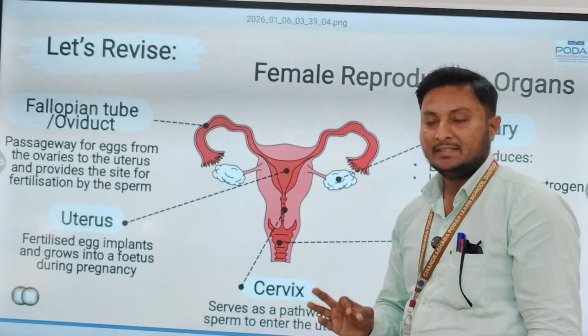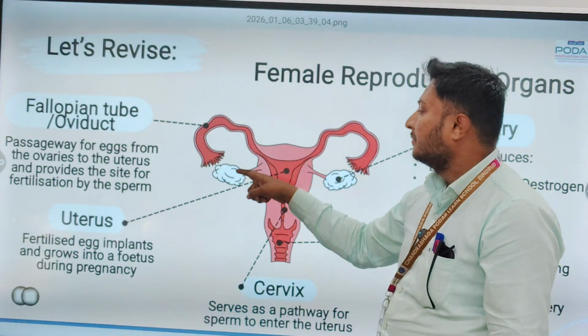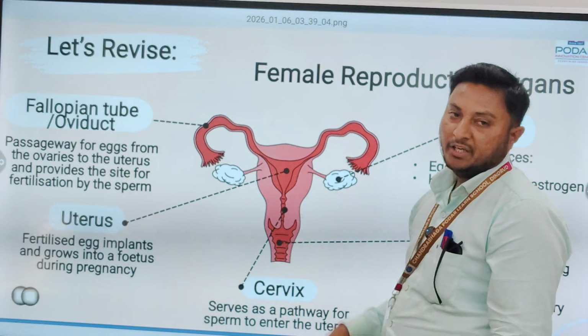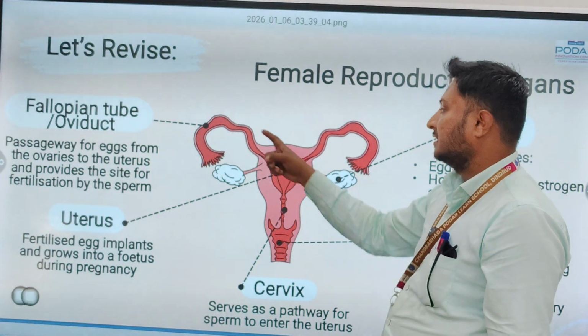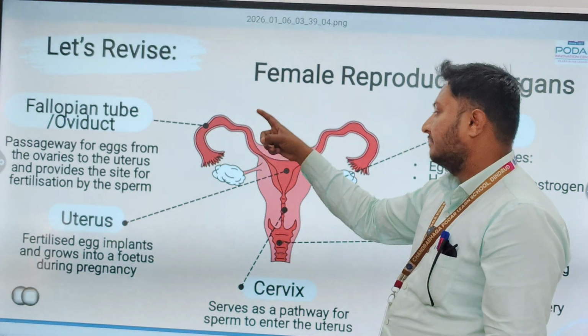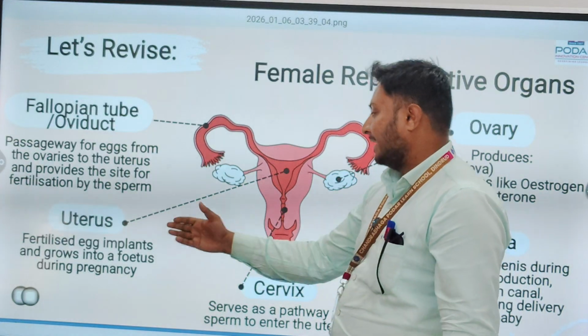So you can now understand that the fallopian tube is the pathway through which the female gamete is transferred to the uterus. Before reaching the uterus, fertilization takes place, and after fertilization the zygote is formed. After that, this zygote reaches the uterus.